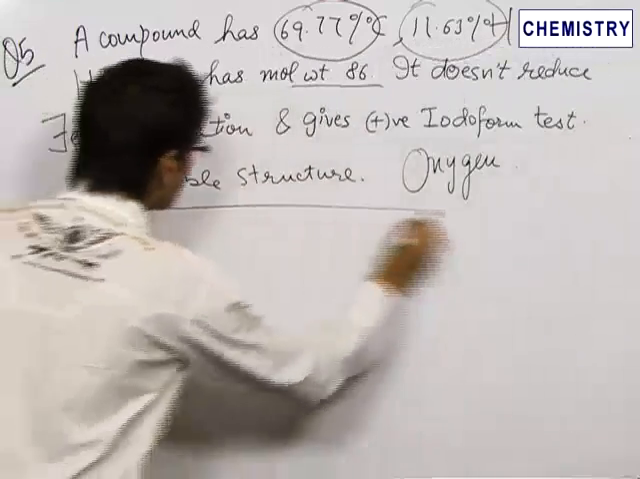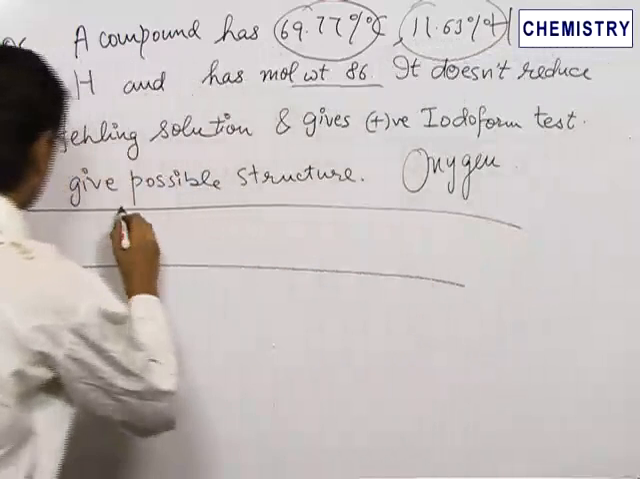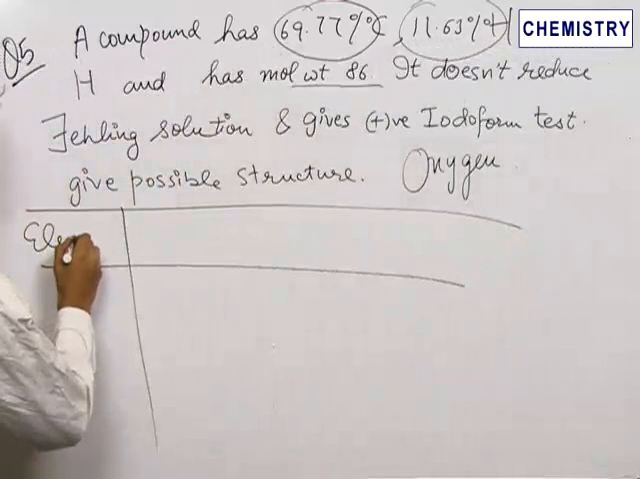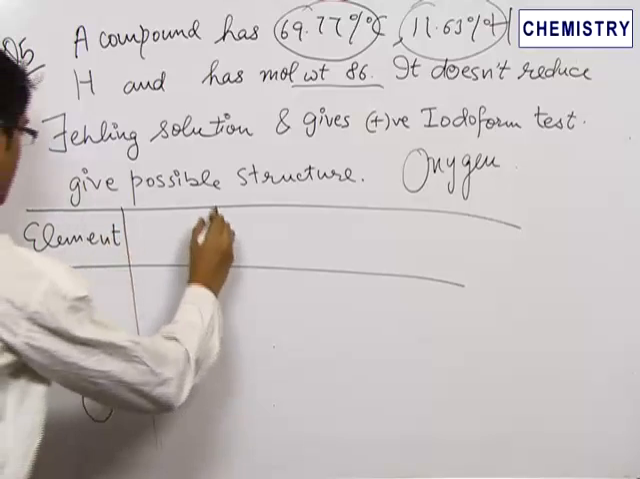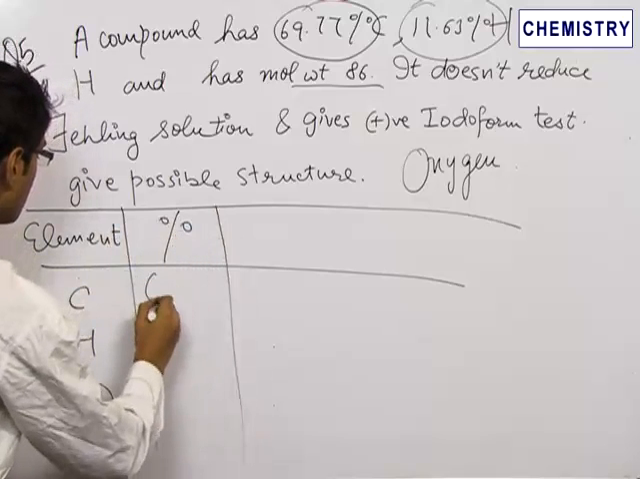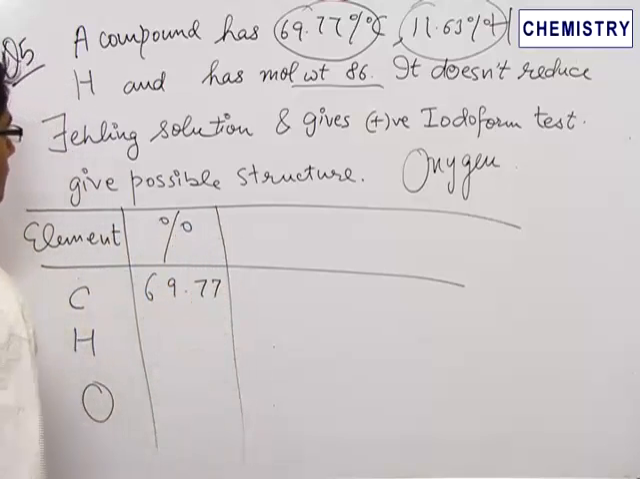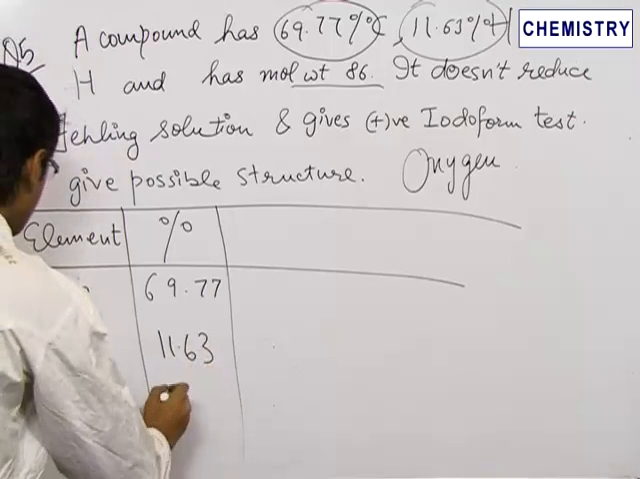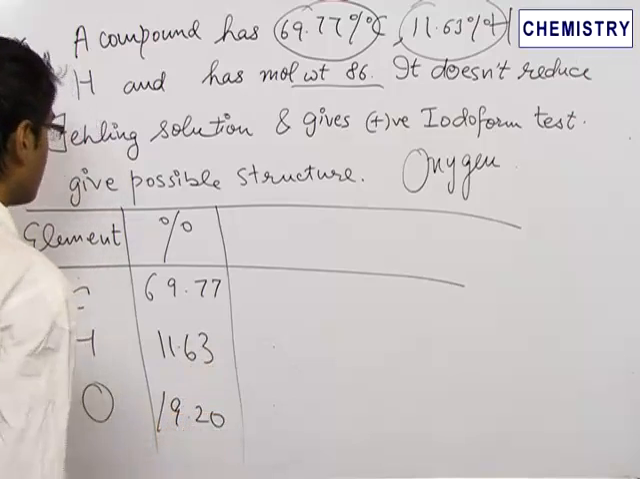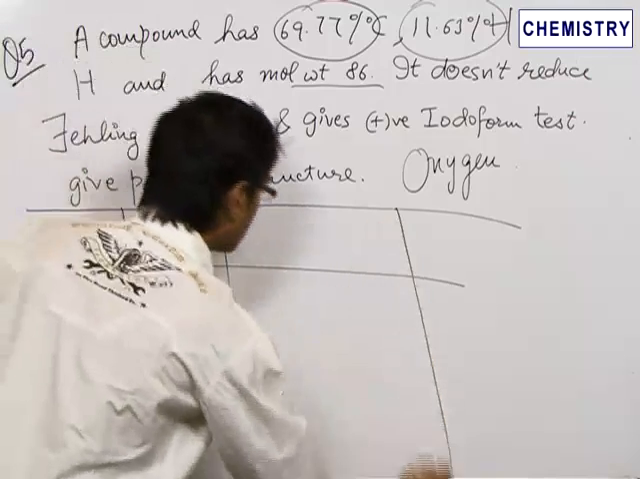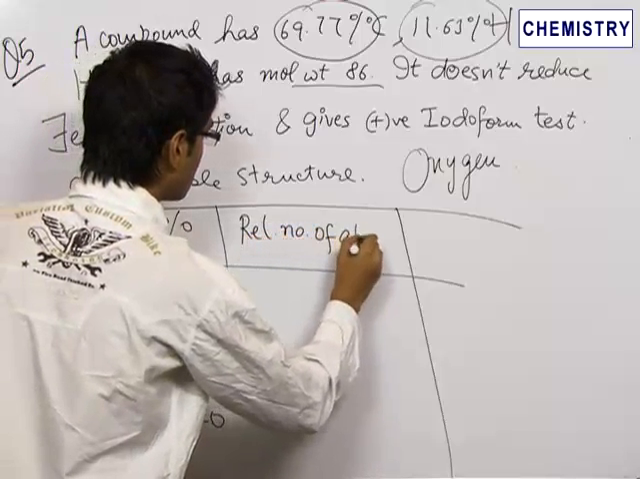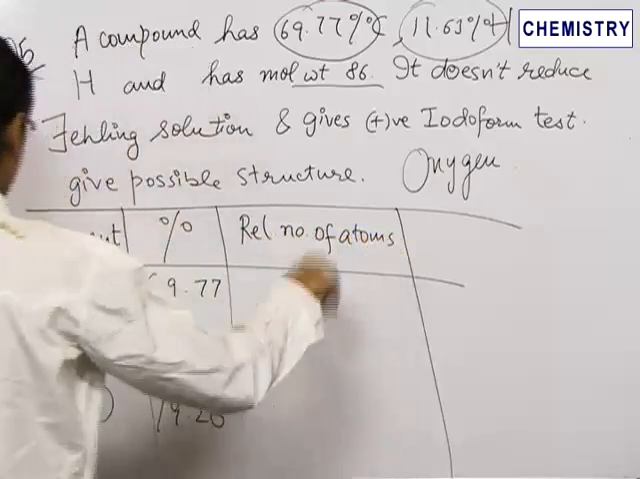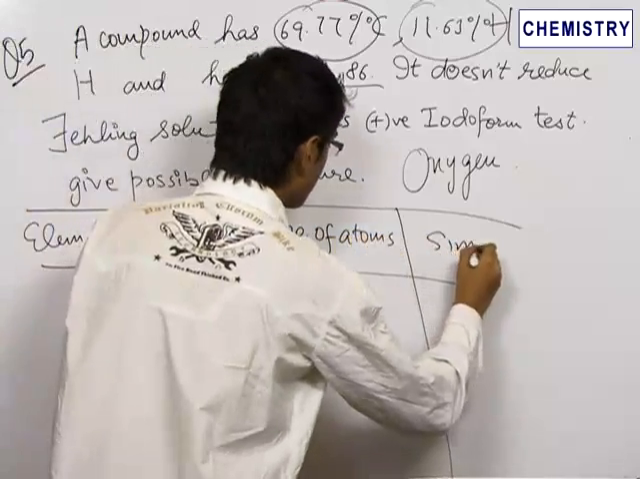Now for solving this problem, let us make a table. Element, which are carbon, hydrogen and oxygen. Percentages, which are 69.77, 11.63, and the rest, on subtracting from 100, we get 19.20 percentage. The third column will be relative number of atoms, and the fourth column will be of simplest ratio.